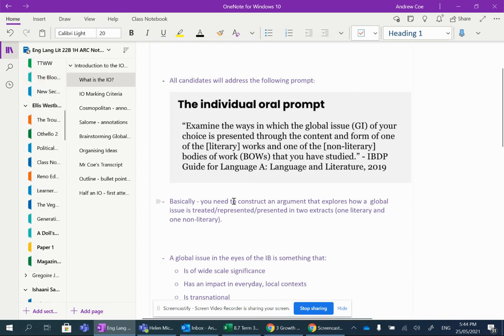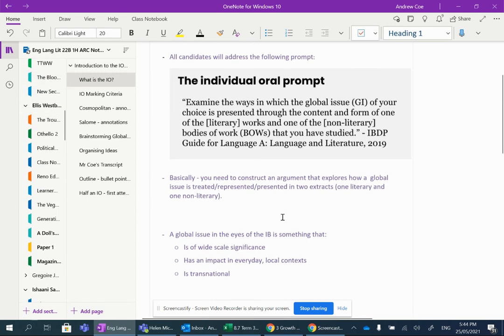So basically what you need to do is construct an argument that explores and explains how a global issue of your choice has been treated, represented, or presented by an author, authors in two extracts of your choice, one that's literary and one that's non-literary.